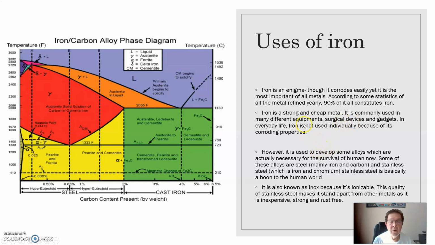Then, in the following classes, we are going to study the diagram of iron-carbon alloys.